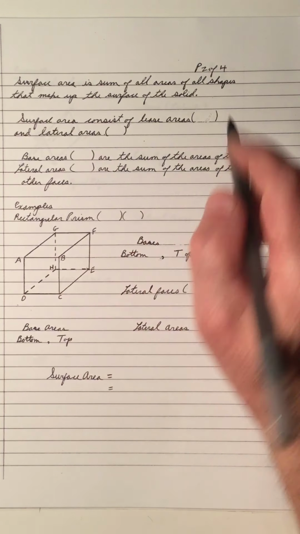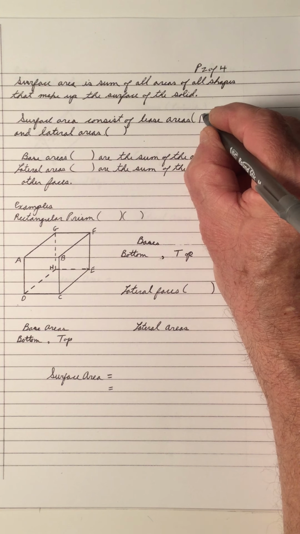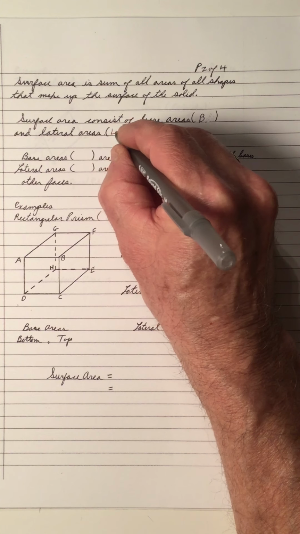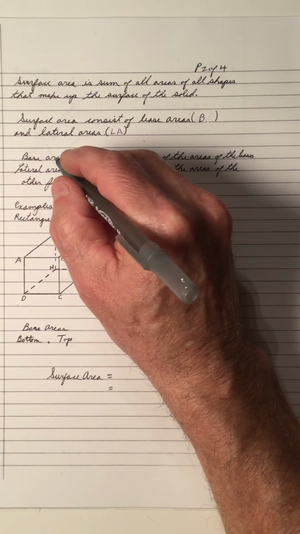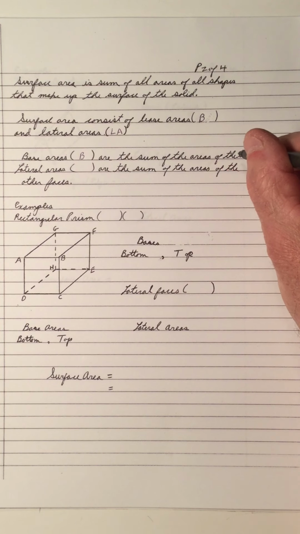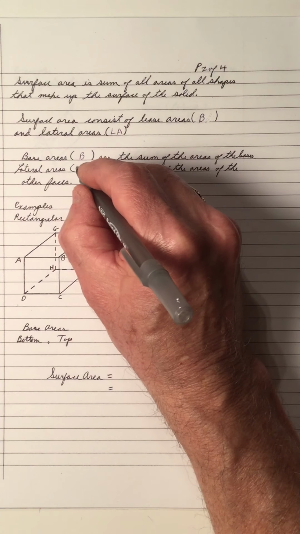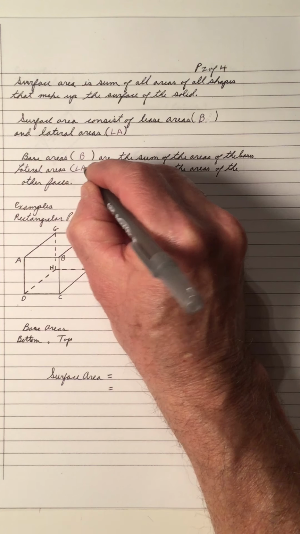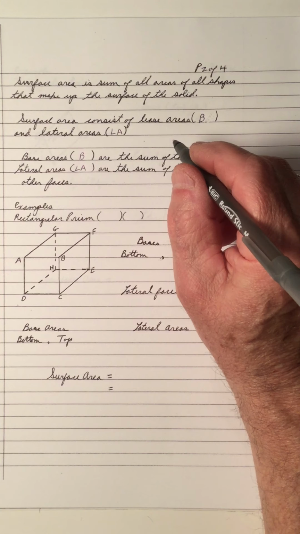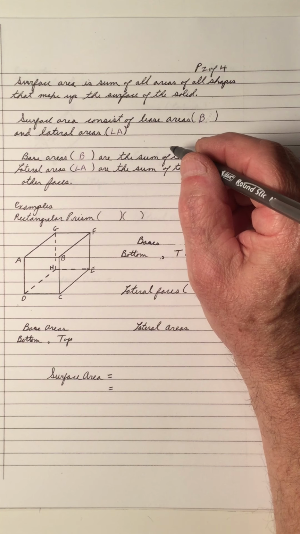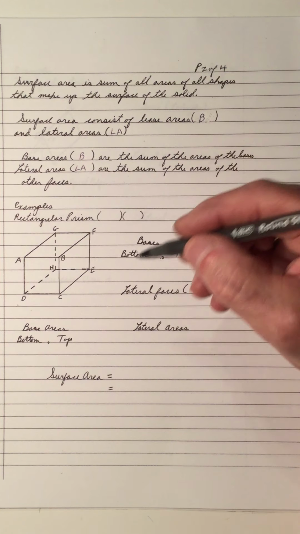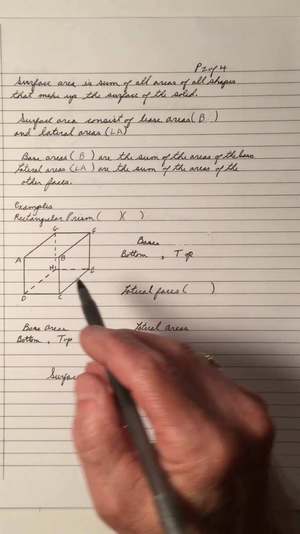Surface area consists of base areas, which I'm going to call big B, and the lateral areas, which I'm going to call LA. Base areas, big B, are the sum of the areas of the bases. Lateral areas, LA, are the sum of the areas of the other faces. Let's look at some examples just to help you understand what a surface area is.